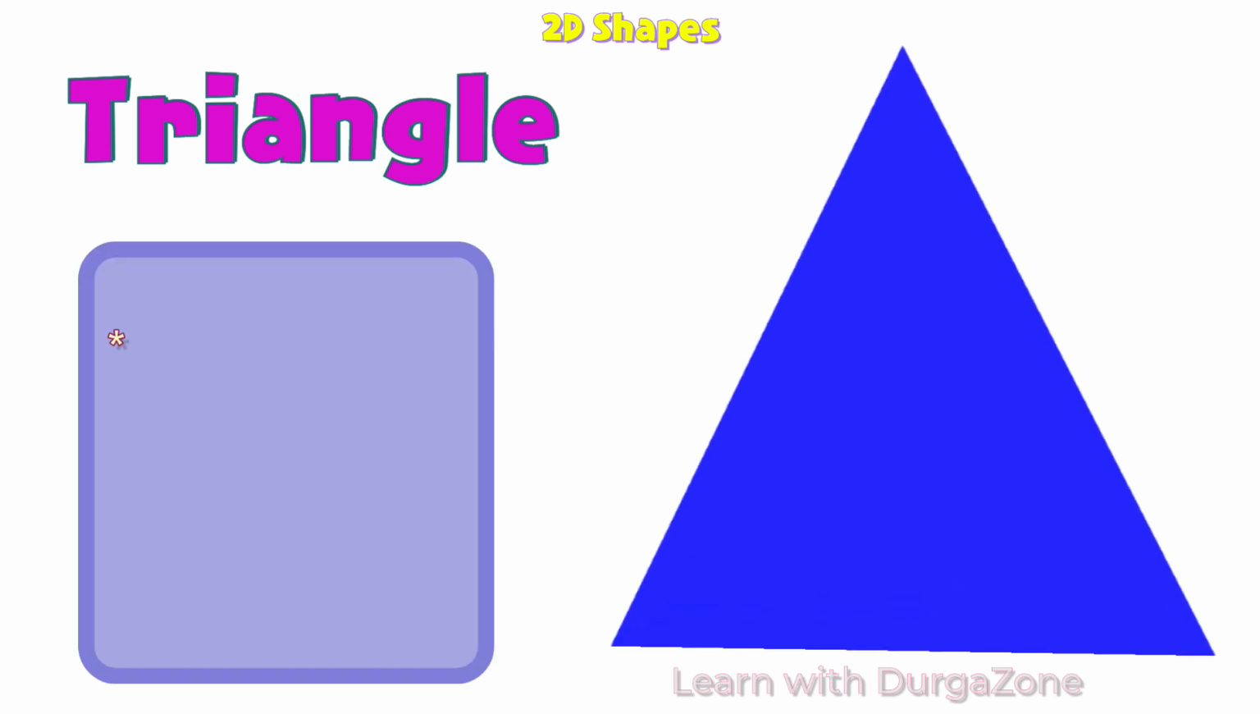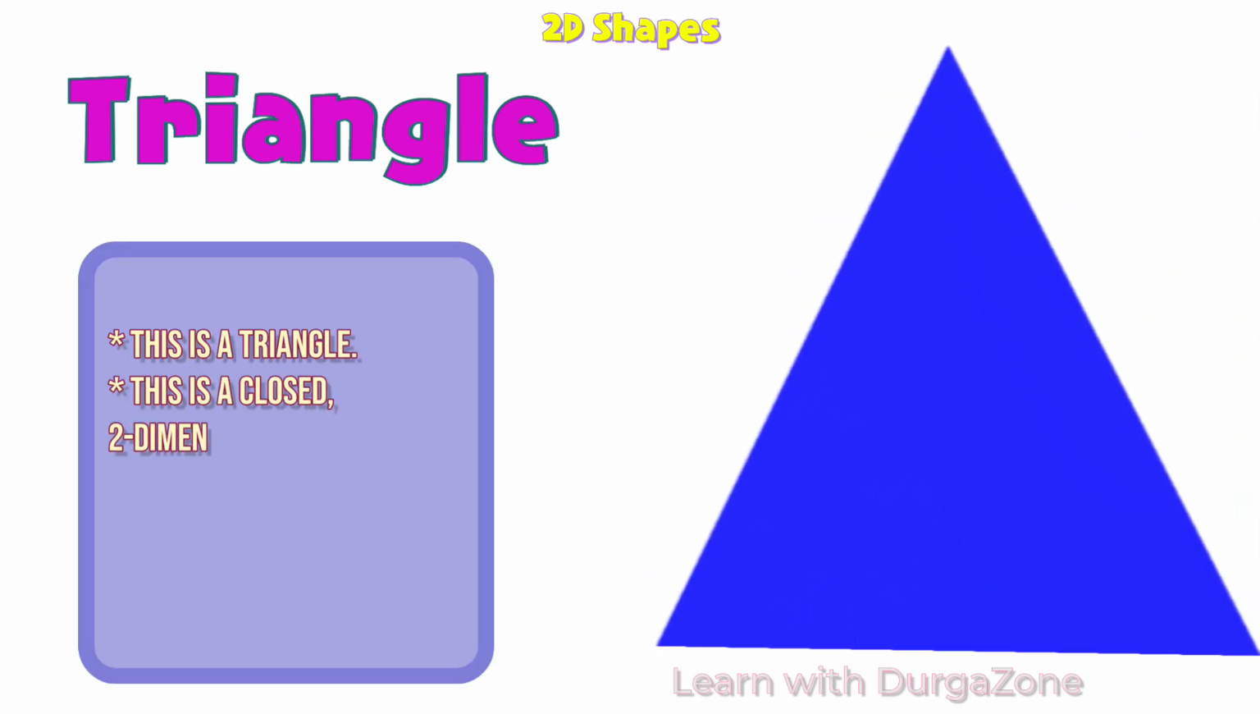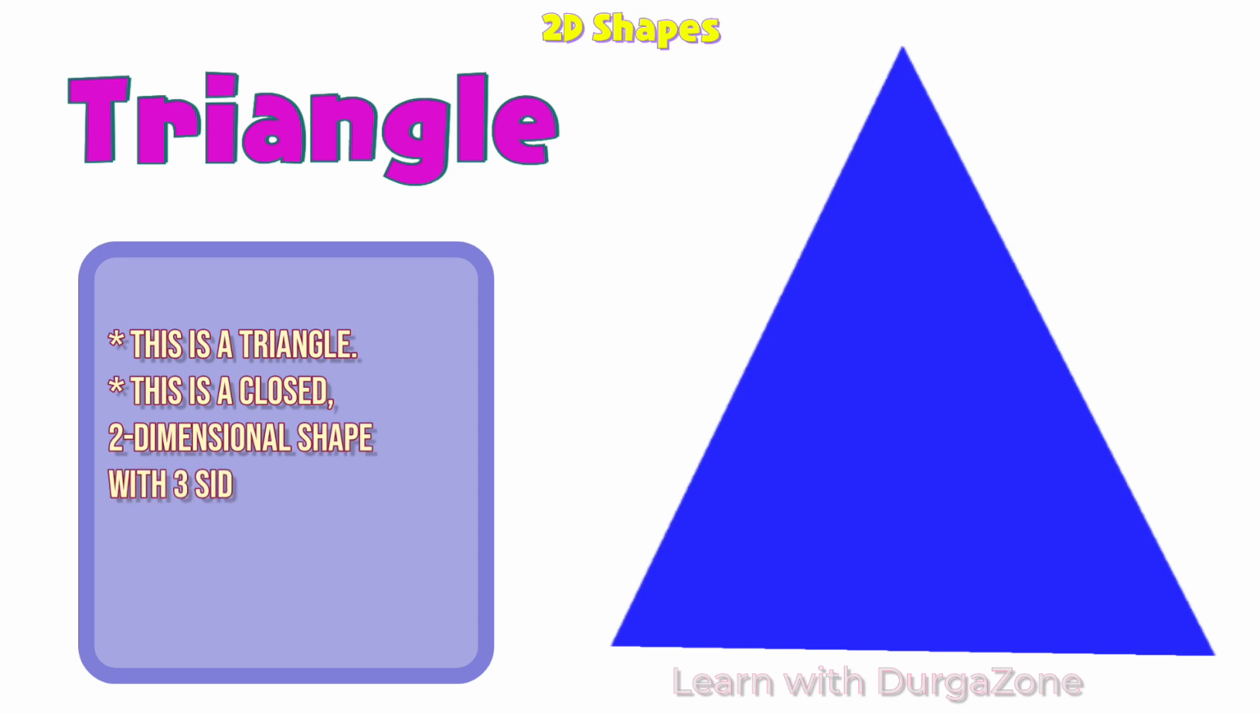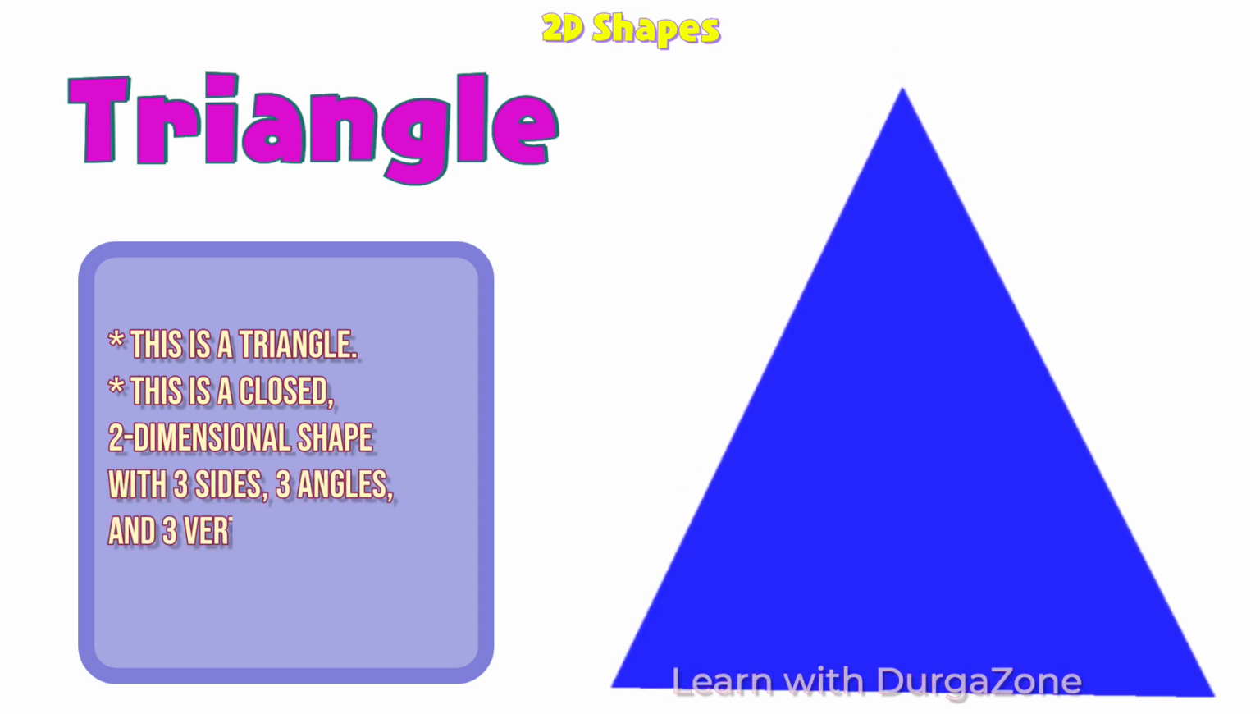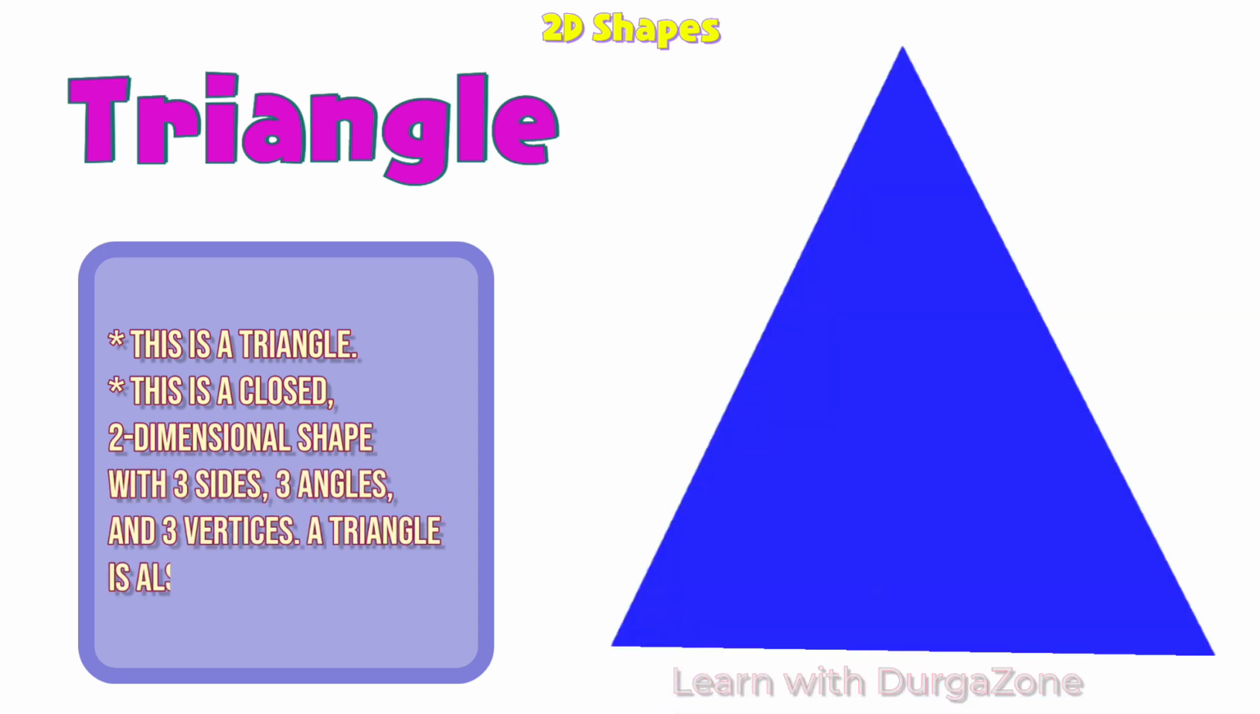Triangle. This is a triangle. This is a closed 2-dimensional shape with 3 sides, 3 angles and 3 vertices. A triangle is also a polygon.